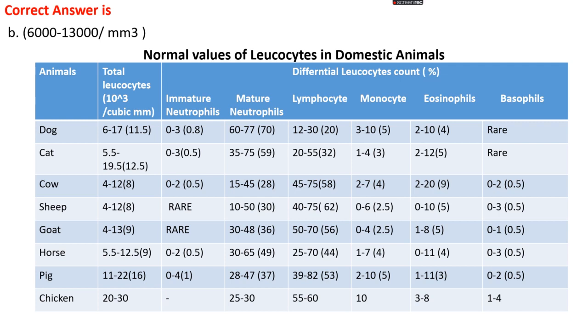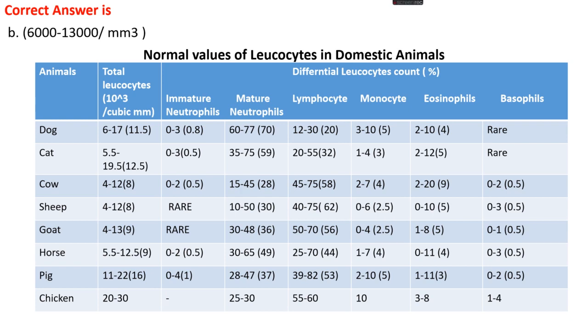In case of pig, that is 11 to 22 thousand per cubic mm. In case of chicken, it is 20 to 30 thousand per cubic mm. And if we see the dog, among all leukocytes, the mature neutrophil is in dominant number, that is 70% of leukocytes is neutrophils.